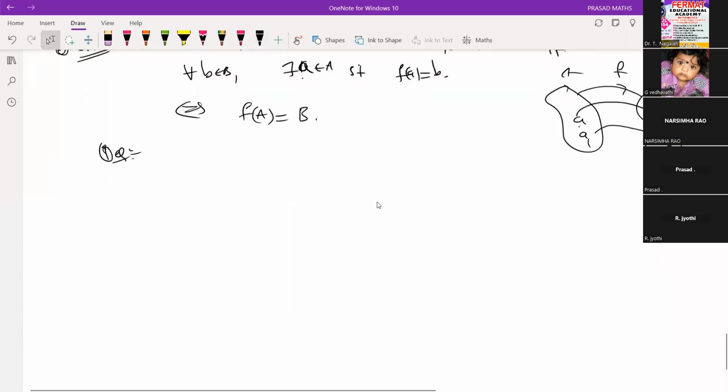Example, suppose you take this. Codomain is equal to range. Range is equal to codomain. That's what I'm telling.